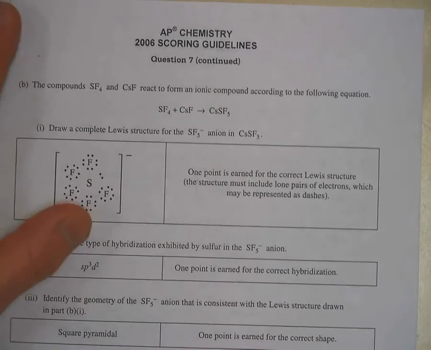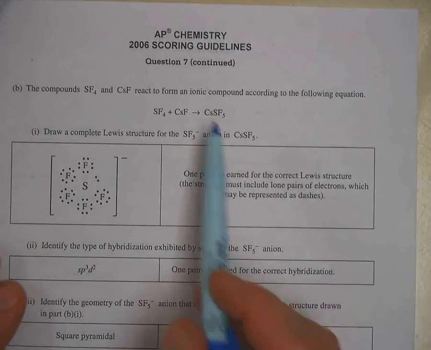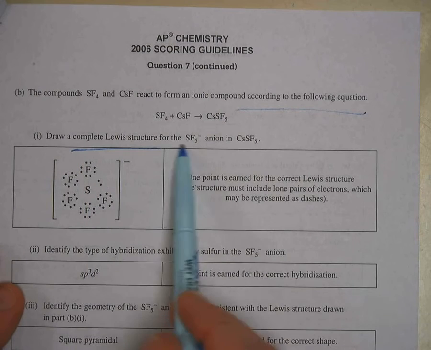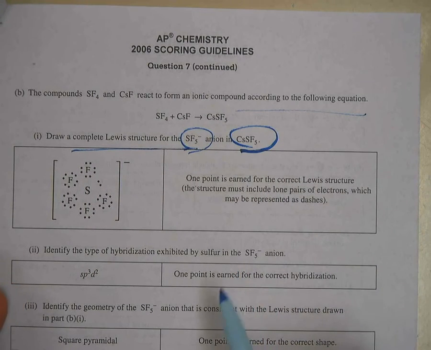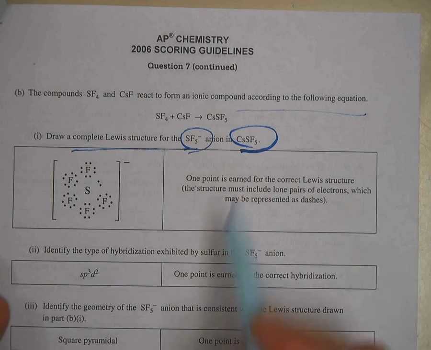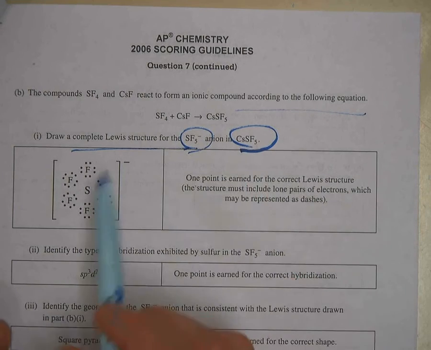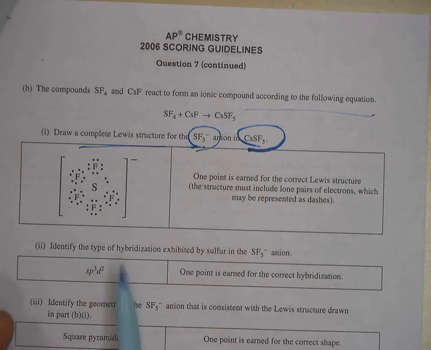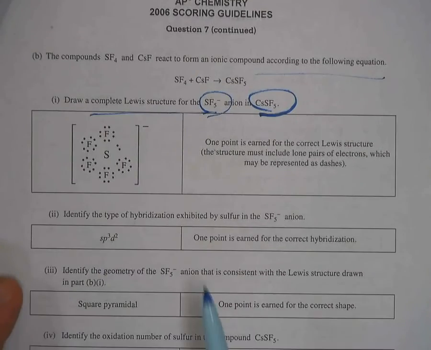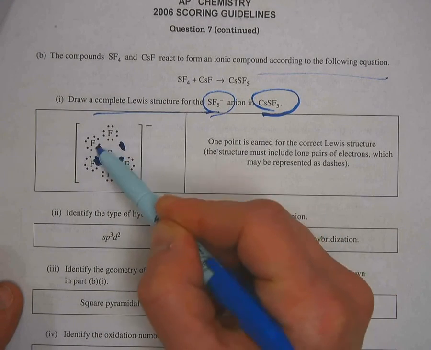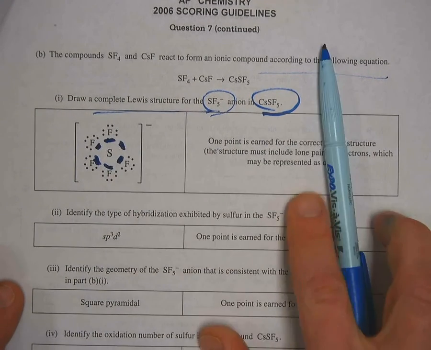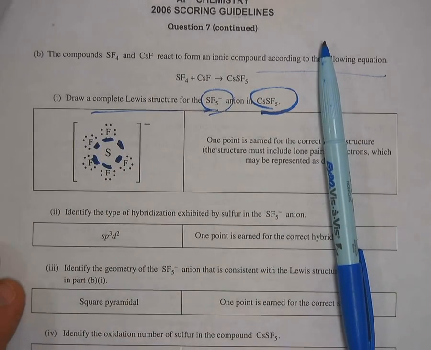Let's see. These react to form a compound. Draw the Lewis dot structure for SF5−, the anion in CsSF5. So here it is, sulfur with an expanded octet and an unshared pair of electrons. Now you've got to count: 1, 2, 3, 4, 5, 6. We've got five bonded, one non-bonded.